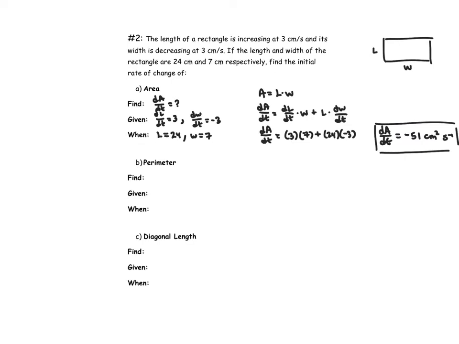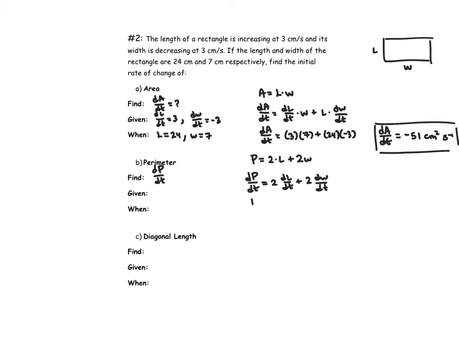Okay, now for perimeter, we're going to find dP/dt. We're going to have all of the same parameters, no rates change. It looks like the lengths and the widths will stay the same as well. So let's talk perimeter. Perimeter would be 2L plus 2W. So dP/dt would be 2 dL/dt plus 2 dW/dt.